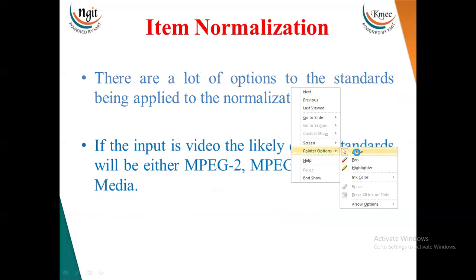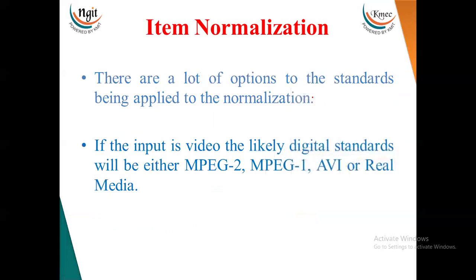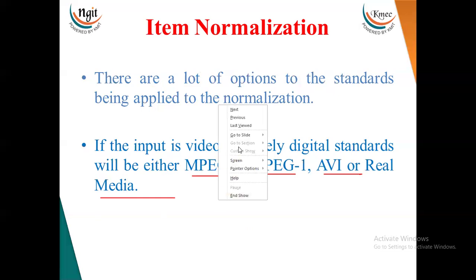Another option for normalization: we can use many options. For example, if you have digital videos, these are the standards. You have to use only MPEG2, MPEG1, AVI, or Real Media. If any media is other than these standards, you have to convert that particular video into this particular standard.